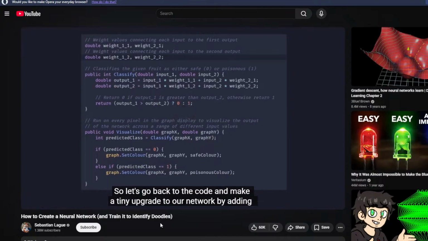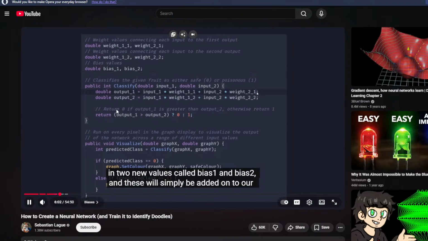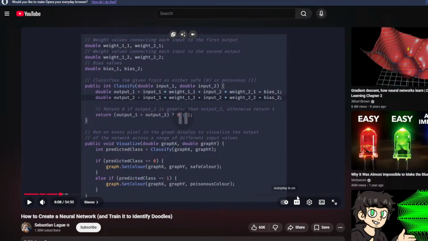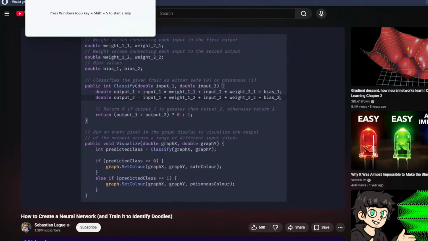Let's go back to the code and make a tiny upgrade to our network by adding in two new values called bias1 and bias2. And these will simply be added on to our weighted inputs over here, allowing us to move those values up or down. So let's do this. Let's do this real quick.